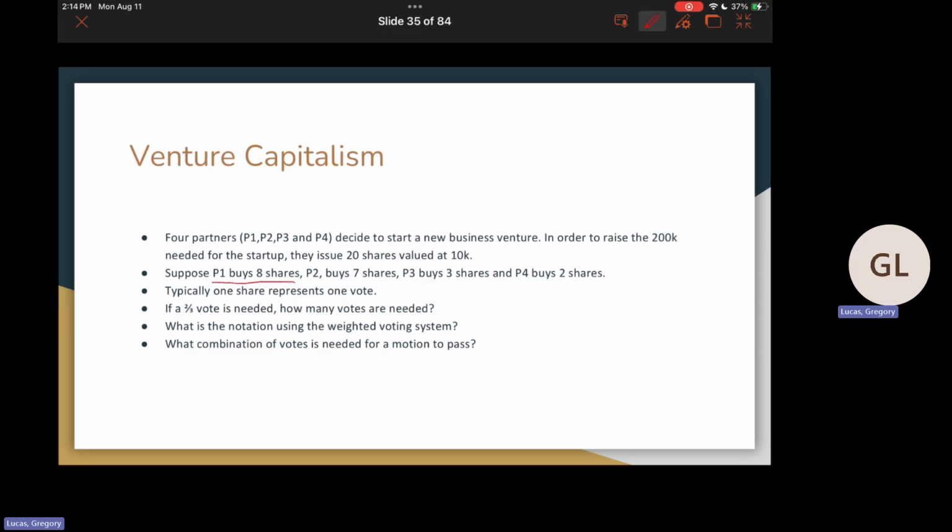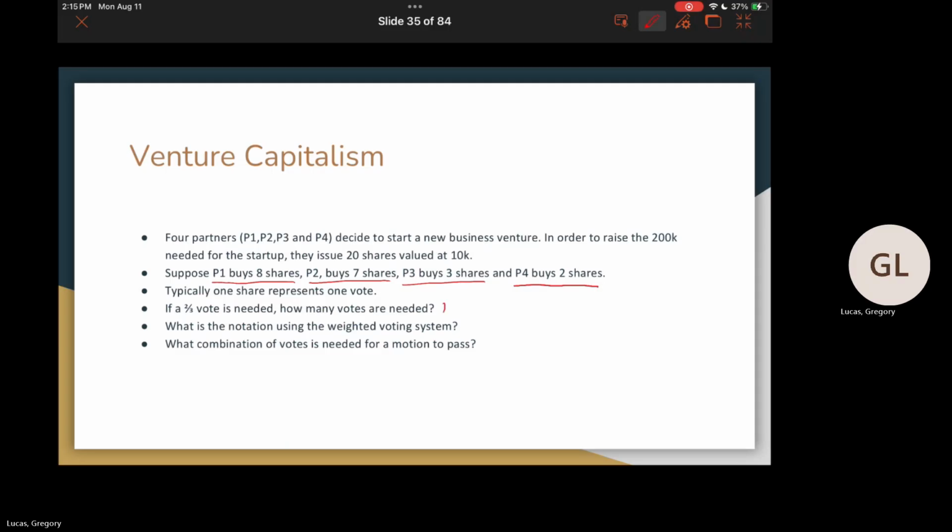So player 1 buys 8, player 2 buys 7, player 3 buys 3, and player 4 buys 2. Okay? So those are all the shares. And you could normally replace the word share with vote. One share, one vote. Really, that's interchangeable. So if a 2/3 vote is needed, how many votes are needed? Pause this, think about it for a second. If I have 20 votes and we need a 2/3 vote, so if we do 20 times 2/3, we get about 13.3 something.